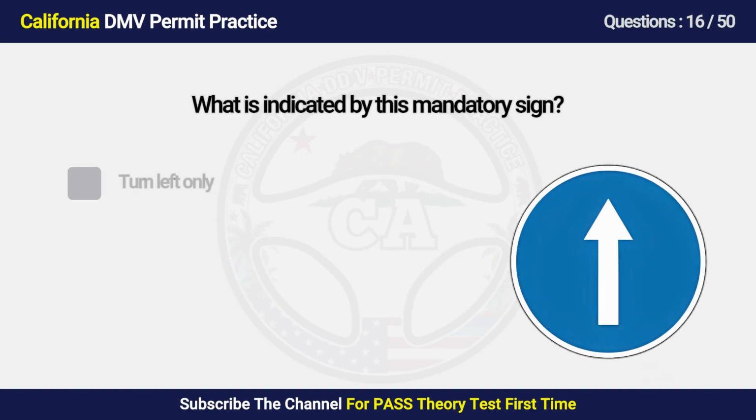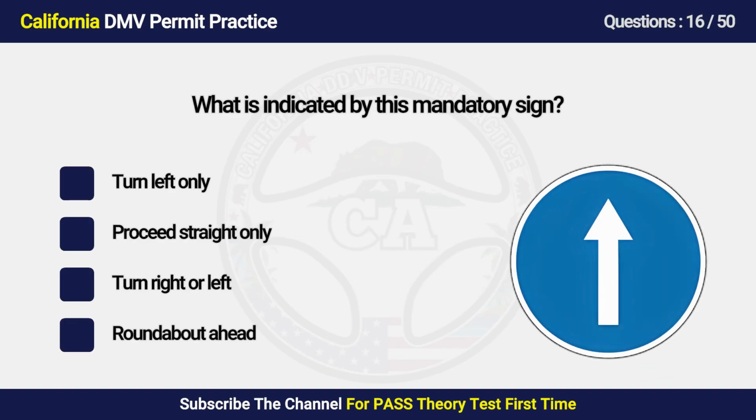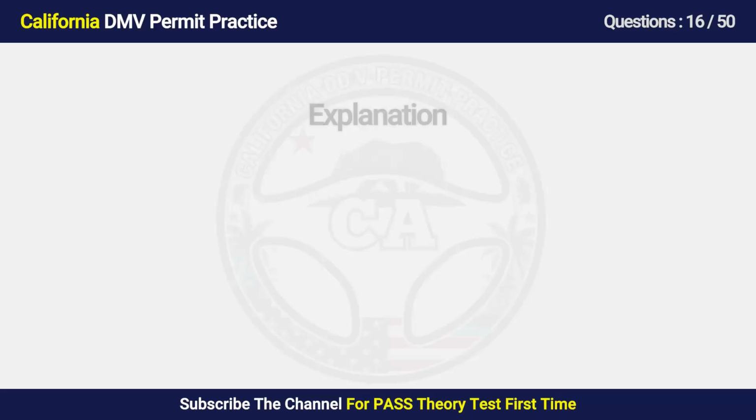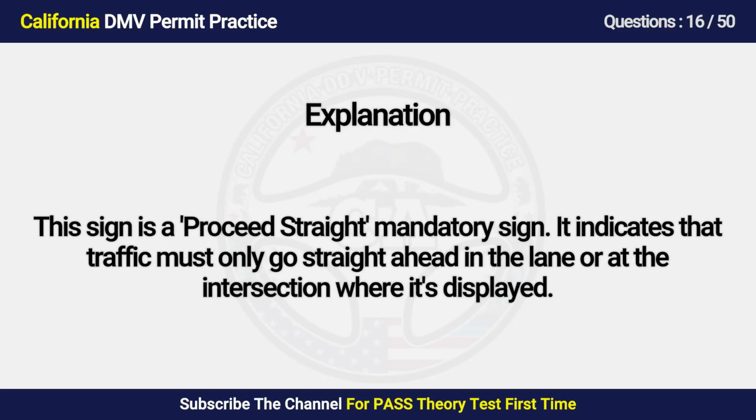Question 16. What is meant by this mandatory sign? A. Turn left only. B. Proceed straight only. C. Turn right or left. D. Roundabout ahead. Answer is B. Proceed straight only. This sign is a proceed straight mandatory sign. It indicates that traffic must only go straight ahead in the lane or at the intersection where it's displayed.